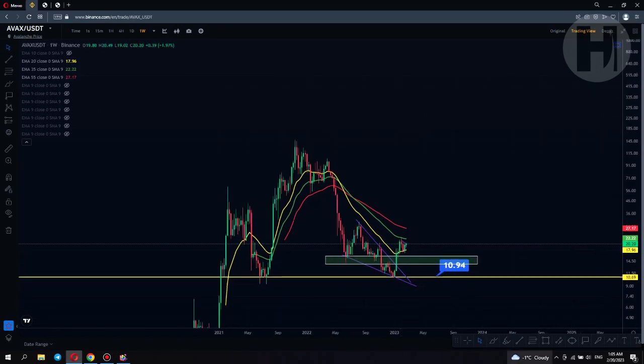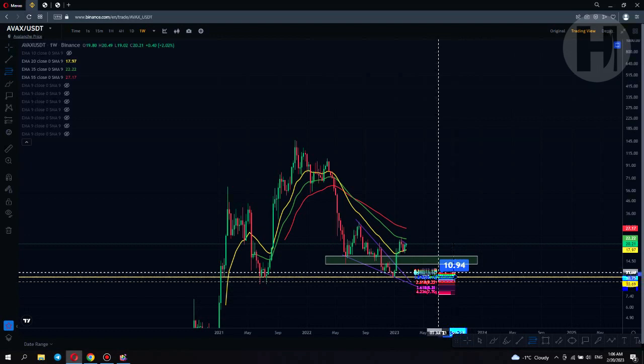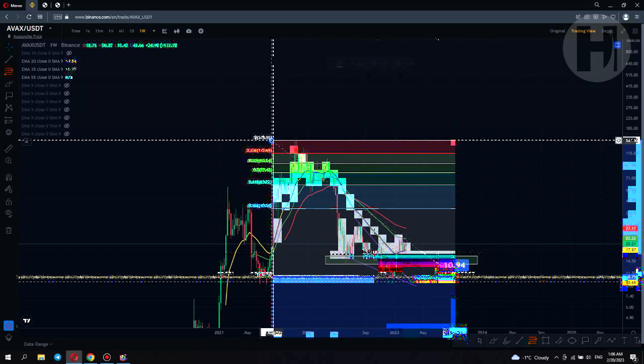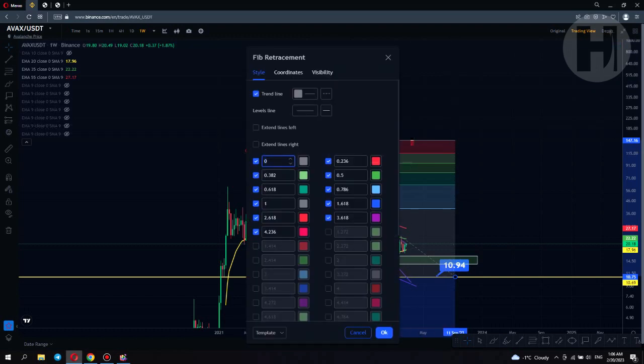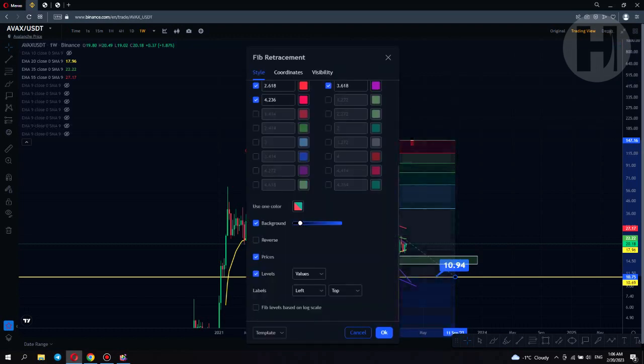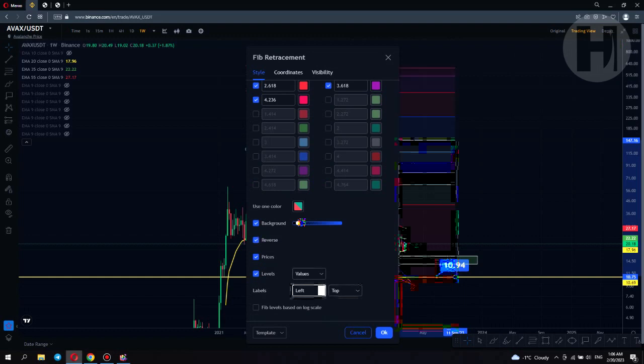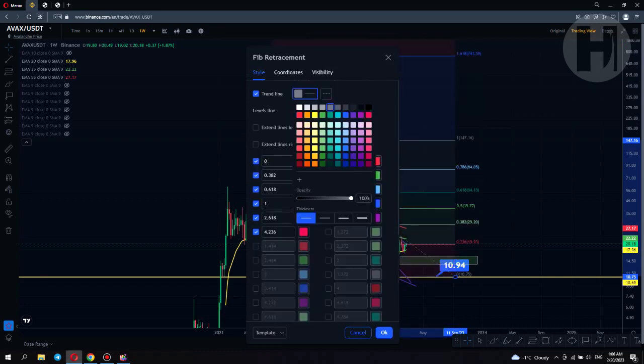But if we throw a fib retracement right now, I'm going to have to change the settings on the fib because my charts reset for some reason once I update or delete the history. Let me just do this real quick. So this is how I set up my fib. I have the background like that. I have it in reverse. I have the labels to the right, set to log scale. I have the trend line set to, actually no, that's not supposed to be there.